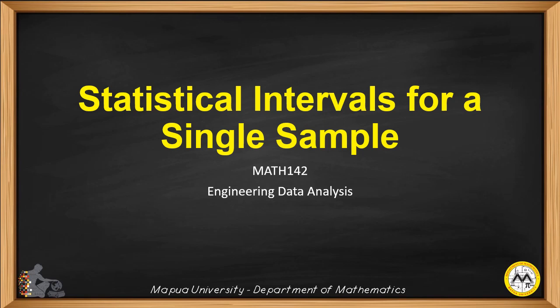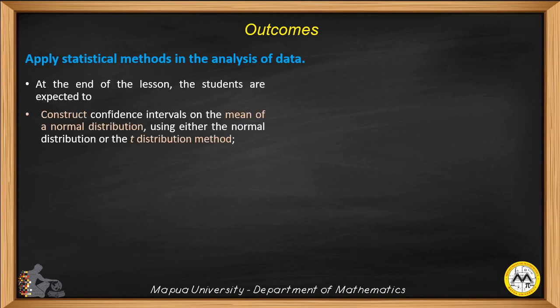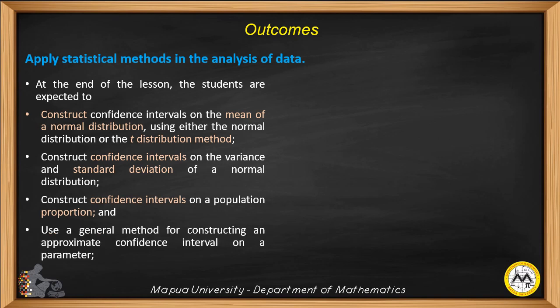Statistical intervals for a single sample. The course outcome resolved by this topic is the application of statistical methods in the analysis of data. For the intended learning outcomes, the students are expected to construct confidence intervals on the mean of a normal distribution using either the normal distribution or the t-distribution method, construct confidence intervals on the variance and standard deviation of a normal distribution, construct a confidence interval on a population proportion, and use general methods for constructing an approximate confidence interval on a parameter.